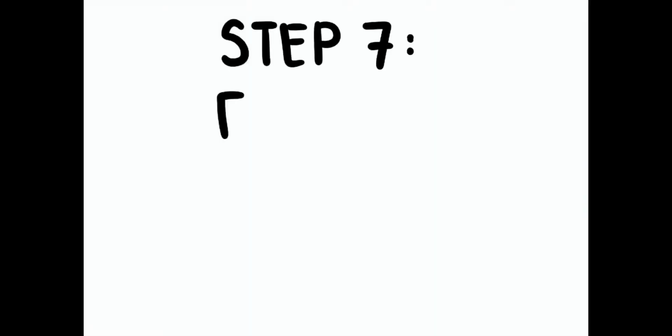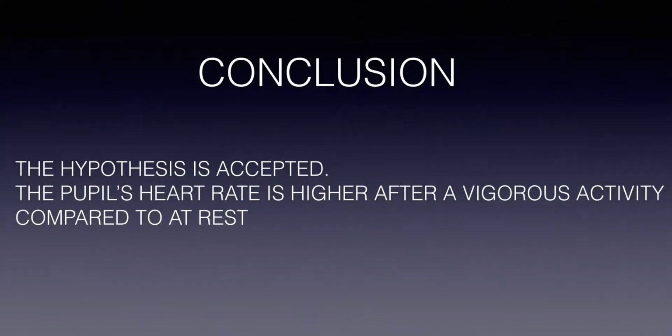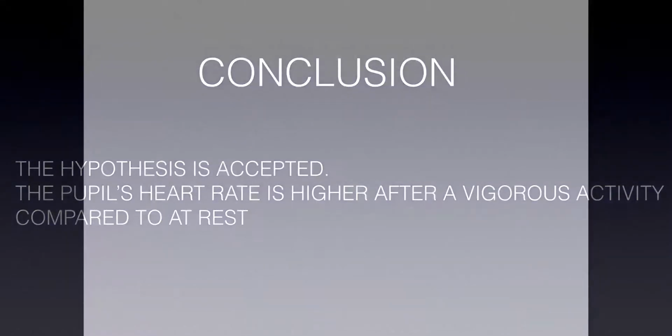Step 7 is forming conclusion. Based on the data interpretation, conclusion can be made. In this experiment, we can conclude that the hypothesis is accepted. The pupil's heart rate is higher after a vigorous activity compared to at rest.